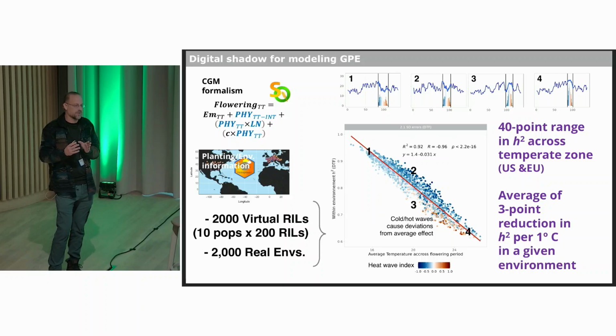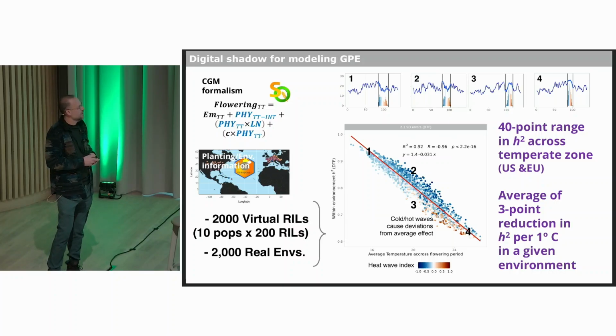So as the phenotypic variability of the flowering window compresses, then we have a reduction in the heritability. And in this case, we made some assumptions about the residual error, and it basically takes what is otherwise a logarithmic decay and converts it into a linear response, where we see a 40-point range in heritability across this temperate zone of environments we analyzed, with an average of a 3-point reduction in heritability per degree change.